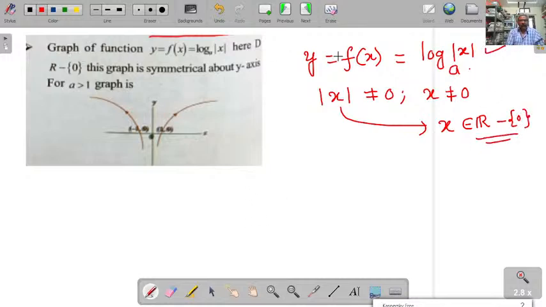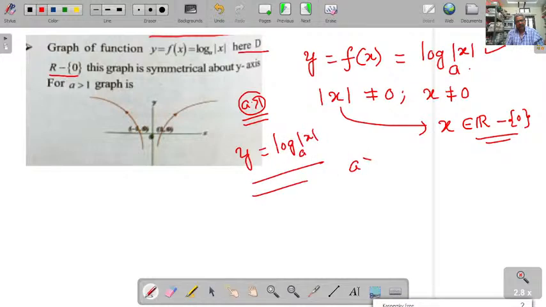So the graph of the function is this one. Here the domain is equal to R minus 0. This graph is symmetrical about the y-axis for a greater than 1. So this is the graph of y is equal to log mod x to the base a. Here a is greater than 1.